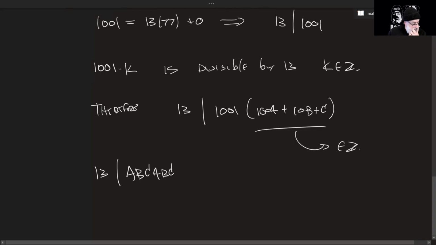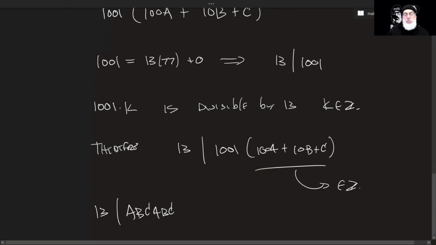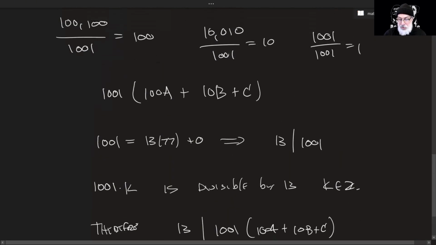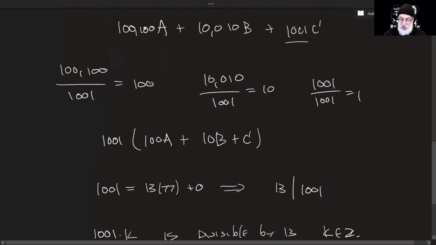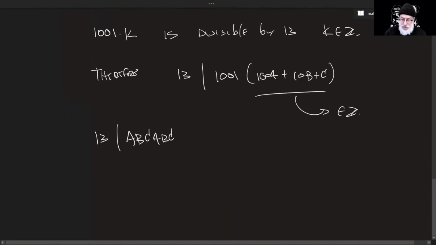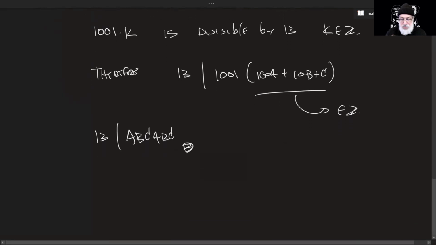And that's it. The trick here was to write it in base 10, so multiples of 10 to some power, and factor out 1,001. I suppose any multiple of 13 that they all shared would have worked, but 1,001 was nice. It's right here. Not too bad. And that's the end of the proof. Not really formally written, but that's it. ABCABC, a 6-digit number, all of them integers, is divisible by 13.